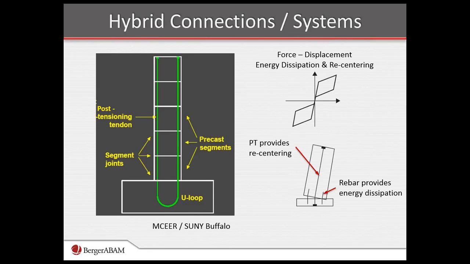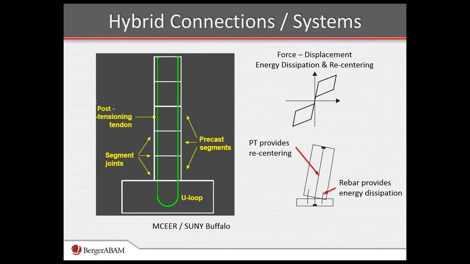But this is a serious system where the reinforcing bars can provide the energy dissipation, the unbonded post-tensioning provides deformation capacity, and the combination of those two reinforcing details provide this sort of flag-shaped load displacement or force displacement relationship that's shown in the upper right, where you see what looks to be some ductility. That's the area within that flag.